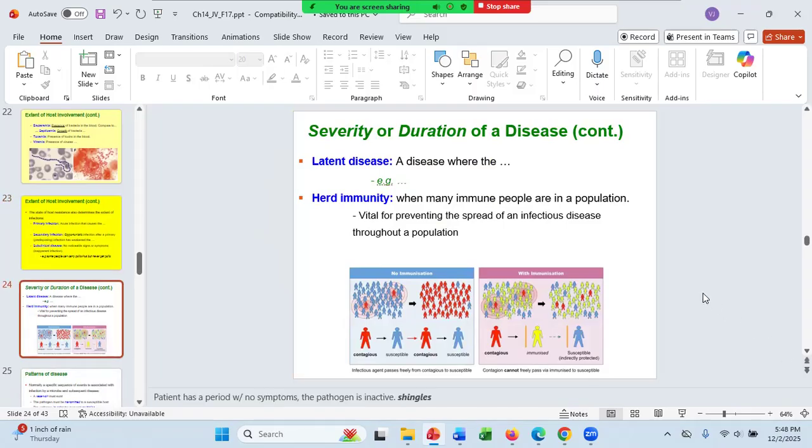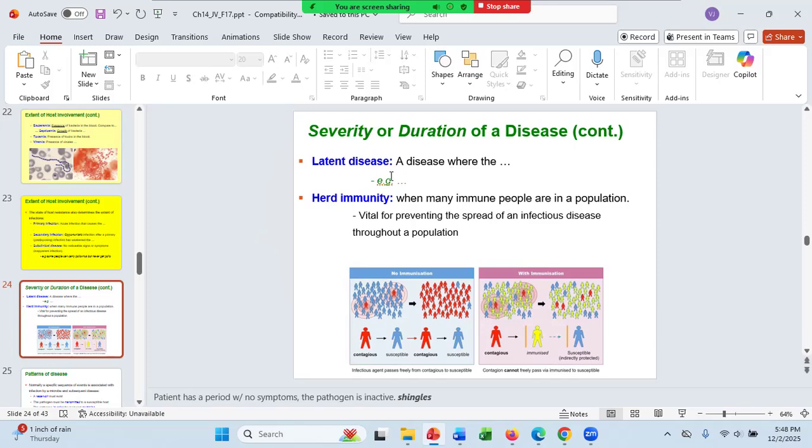Let's talk a little bit about latent disease. A latent disease is where the patient has a period with no signs or symptoms. The pathogen is actually inactive. We talked a little bit about this before. Some viruses can go into the latent life cycle where they are not causing disease. This is called a latent disease. The patient has no signs or symptoms of disease. The trouble is the patient can go out of the latent life cycle and then the disease will start showing up and they can become contagious.